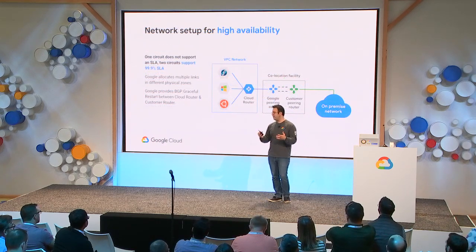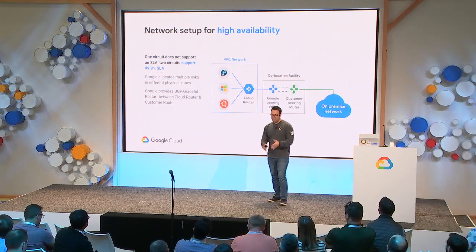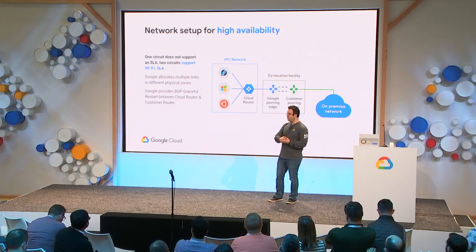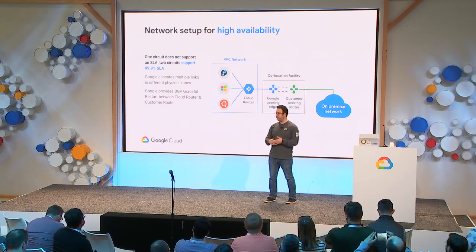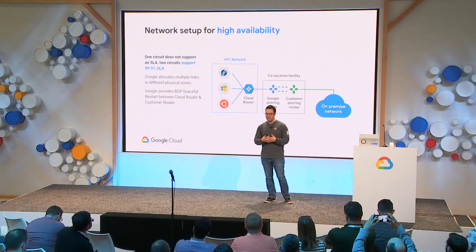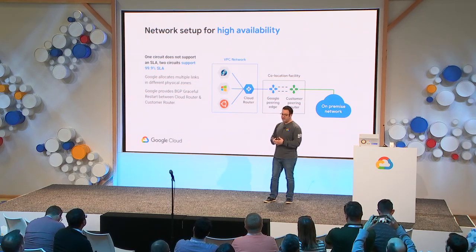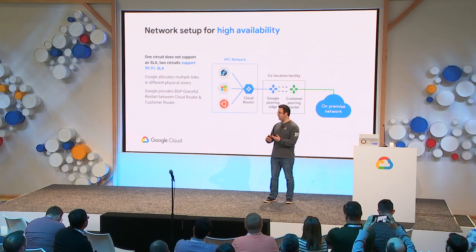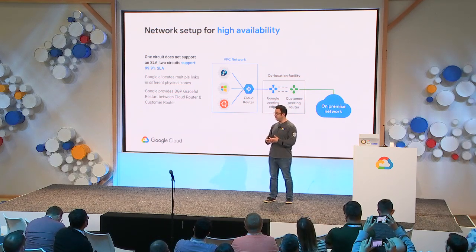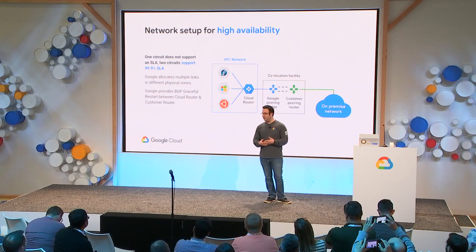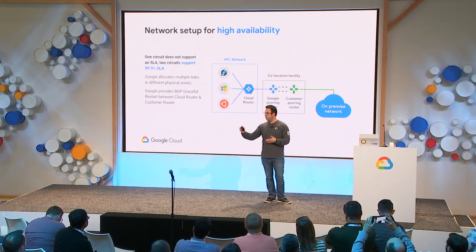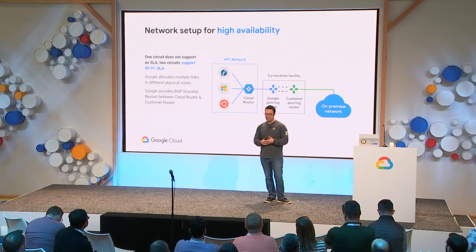And let's talk a bit about high availability topologies. One circuit, as I mentioned earlier, does not give you any kind of SLA. To have an SLA, you need to have two circuits for redundancy. In this case, we have a co-location facility located in one metropolitan area. That metropolitan area would have two availability zones. So to have any kind of SLA, a 99.9 SLA with us, you would need to connect across two of these metropolitan availability zones in a single metro.